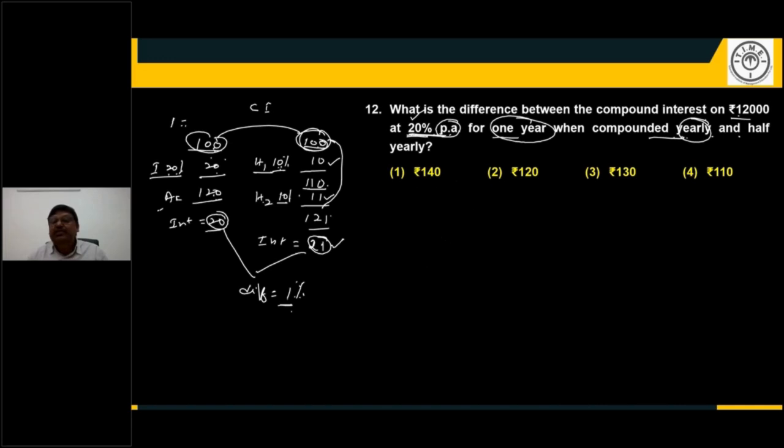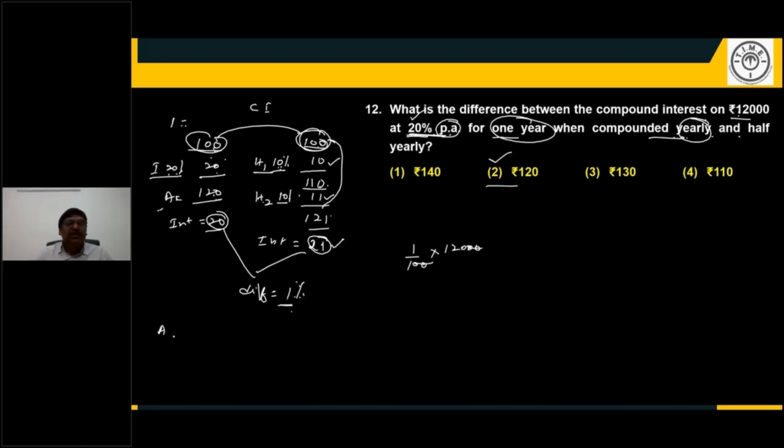1% of the principal. So if it is 12,000, what is 1% of 12,000? I'm sure you can say it, you don't have to write it like this. 1% of 12,000 is 120. So this way, students, you can do it fast. I can tell you a formula, but the formula will take more time.